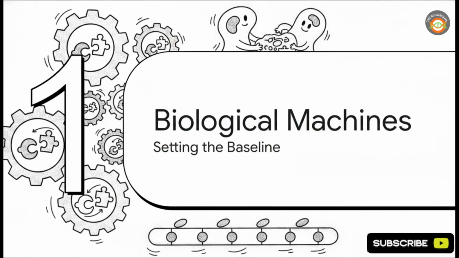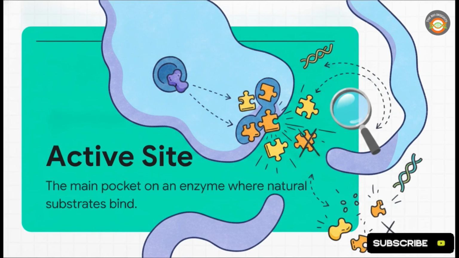Part 1. The biological machines. Setting the baseline. Okay, so think of every enzyme as having a primary VIP parking space. We call this the active site, and it's meant for normal substrates to bind. This is where the actual heavy lifting gets done, like breaking down the carbs or proteins from your lunch. But, and this is crucial, a lot of enzymes also have a sneaky secondary backdoor called the allosteric site. This spot isn't for the substrate at all. It actually acts as a structural control switch that can completely warp or change the enzyme's overall shape.